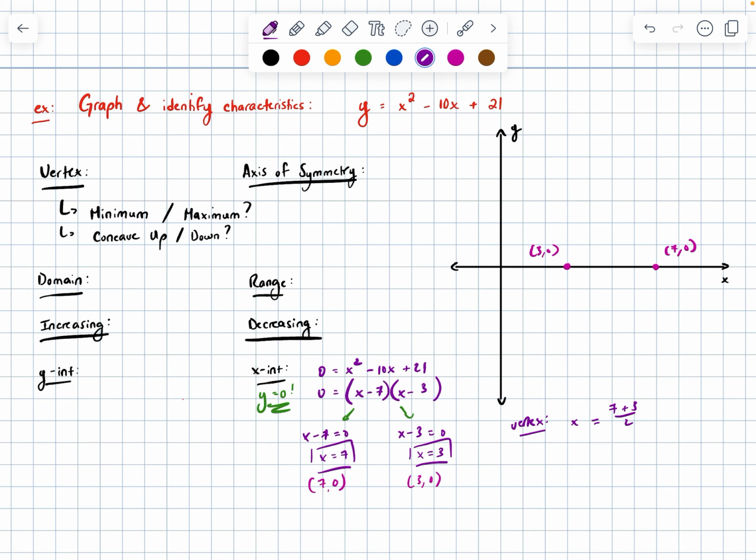Let's confirm it algebraically by taking the average. I'm going to take the average of 7 and 3, add them together, and divide by 2. So this gives me 10 over 2, which reduces to 5. That is the number that I found logically.